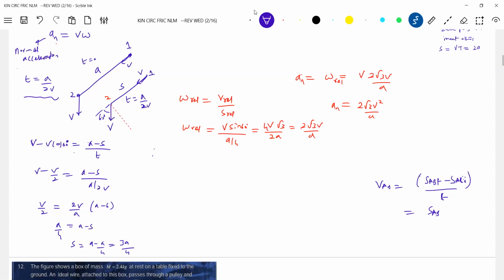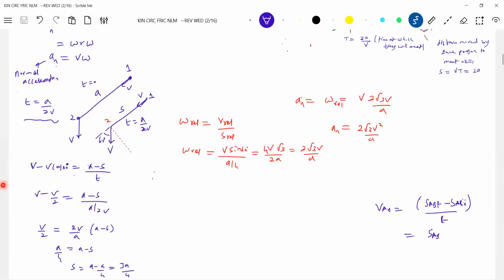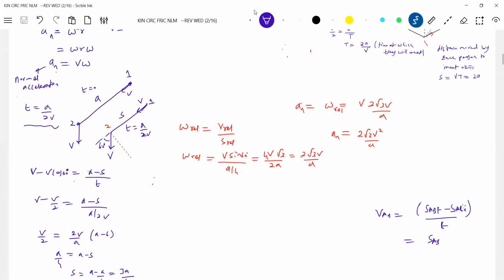And what happened to separation? It will decrease, no? So therefore it will become initial minus final, that one. So that's what we did. So the separation S will become now 3a by 4. Okay, we got it now. So now omega relative is what? So this will become 3a by 4.